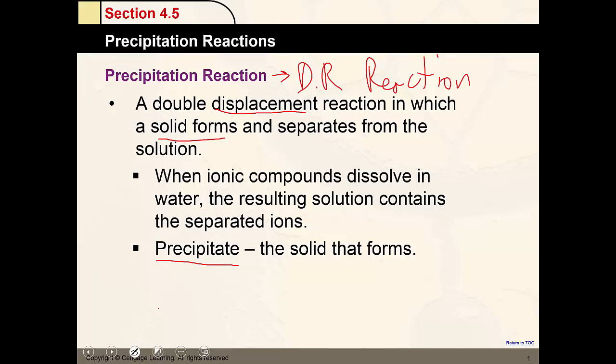So no reaction will occur when you have two different ionic compounds dissolved in water, because the resulting solution contains the separated ions. If no solid forms, then those ions will just be left lying there in solution.